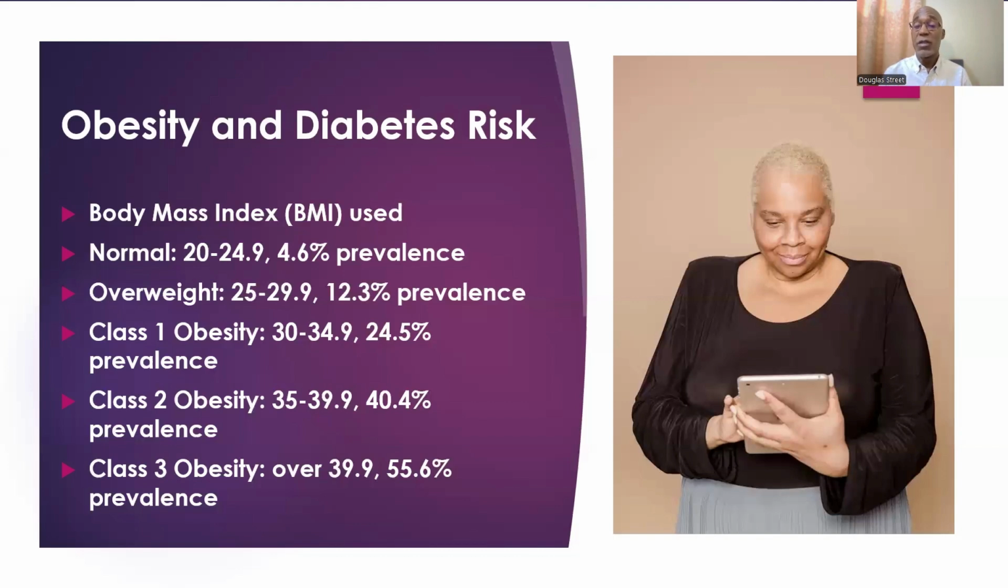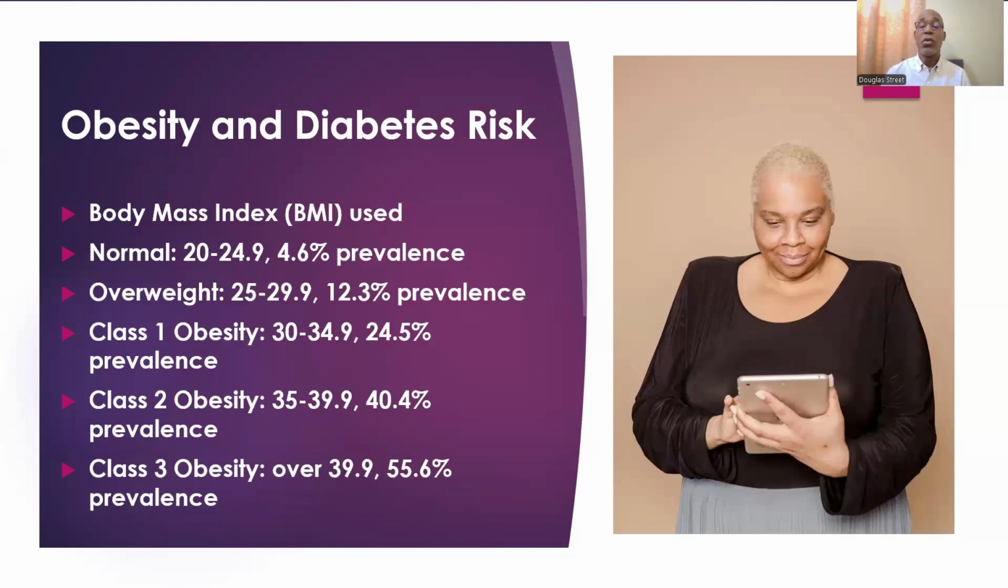Only 4.6% of persons with a normal BMI have diabetes. But when you're overweight, meaning that the BMI is between 25 to about 30, it goes up to 12.3%. When you go into the obese category, there are three different classes of obesity. Class 1 will be between 30 to about 35, and the prevalence of diabetes in this segment of the population is 24.5%, which is almost a quarter of persons in this category.